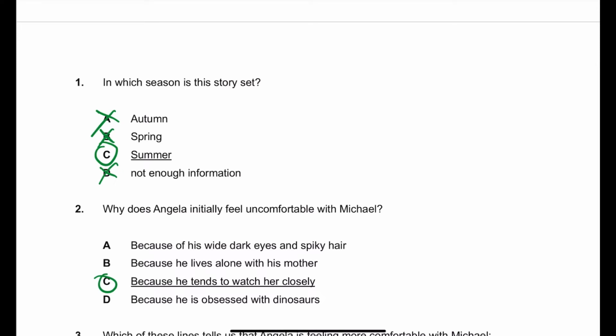So that's just a description of Michael. That's not why she found him uncomfortable. He lives alone with his mother. When this was brought up initially, she didn't feel uncomfortable at all. I think she was just surprised. She just responded with "Oh," I'm pretty sure.